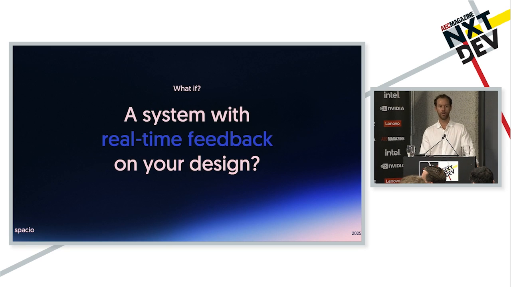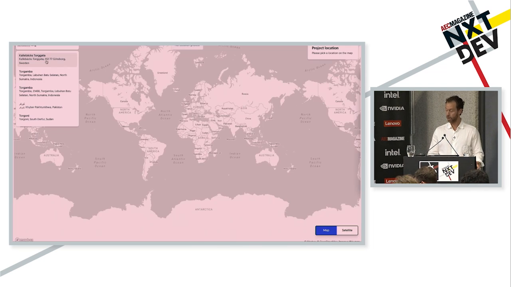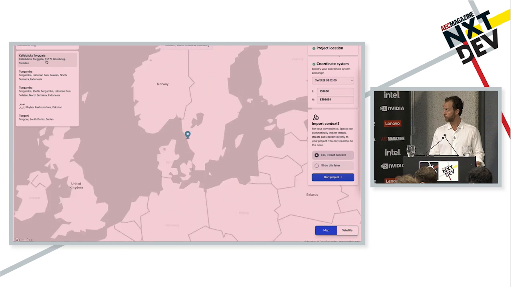So what if we could offer architects something new? A system with real-time feedback that tells you live as you're designing if it's actually feasible, if it's complying with building code. That is what we envision for Spacio.